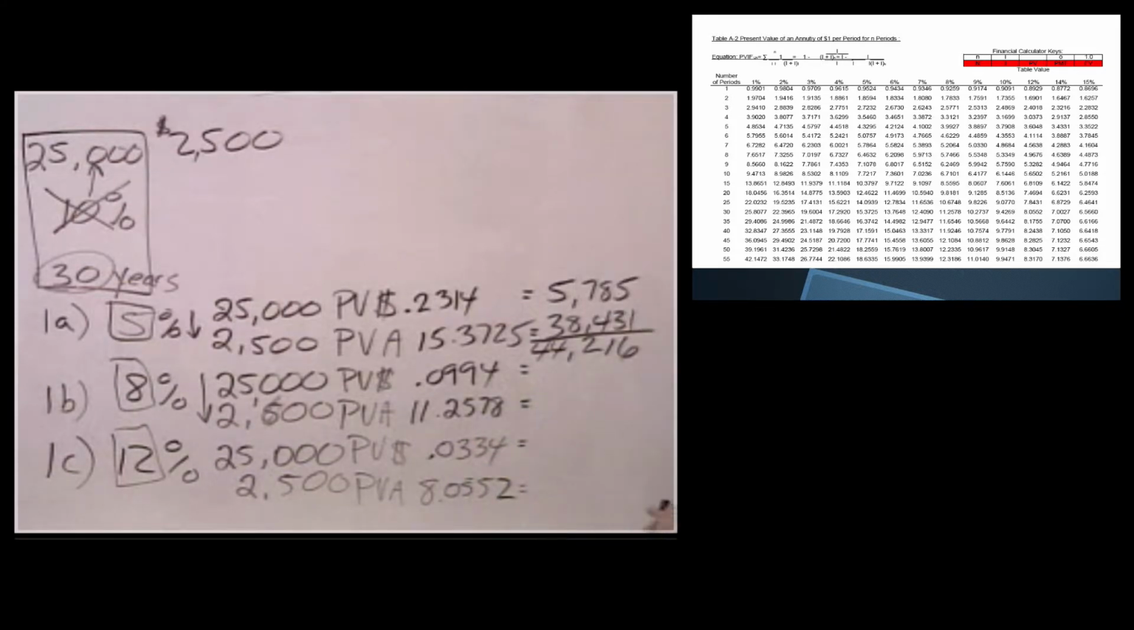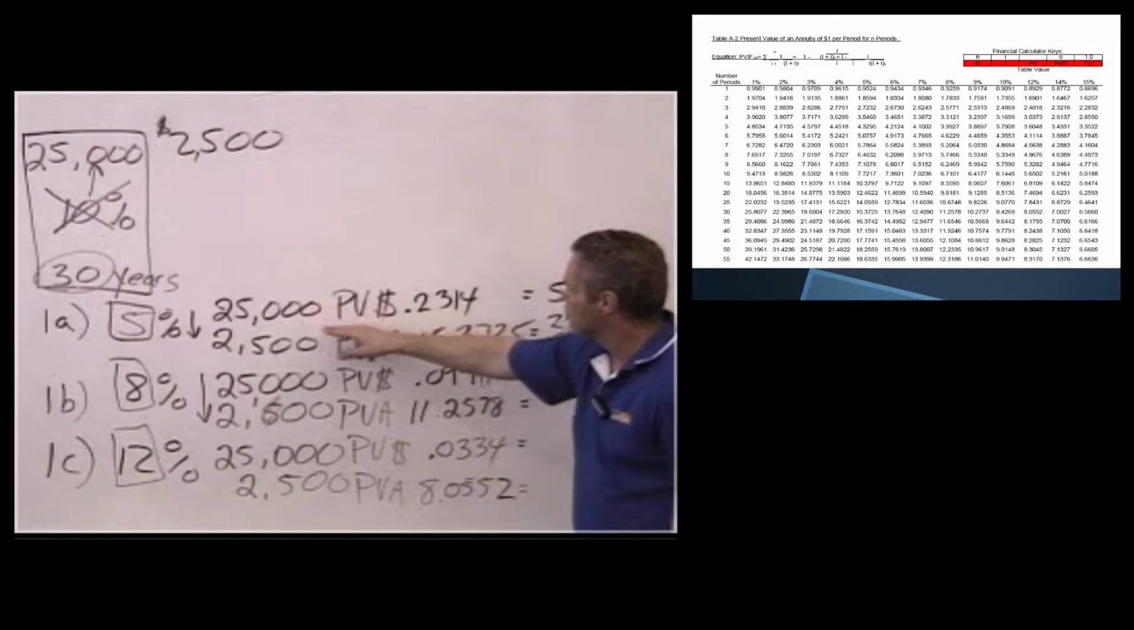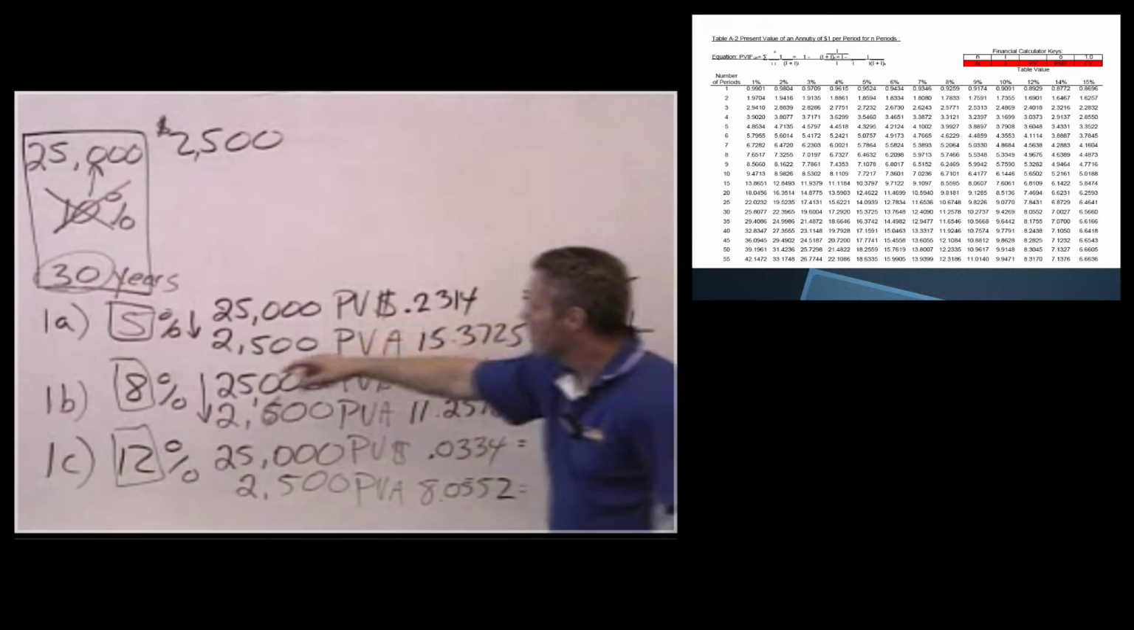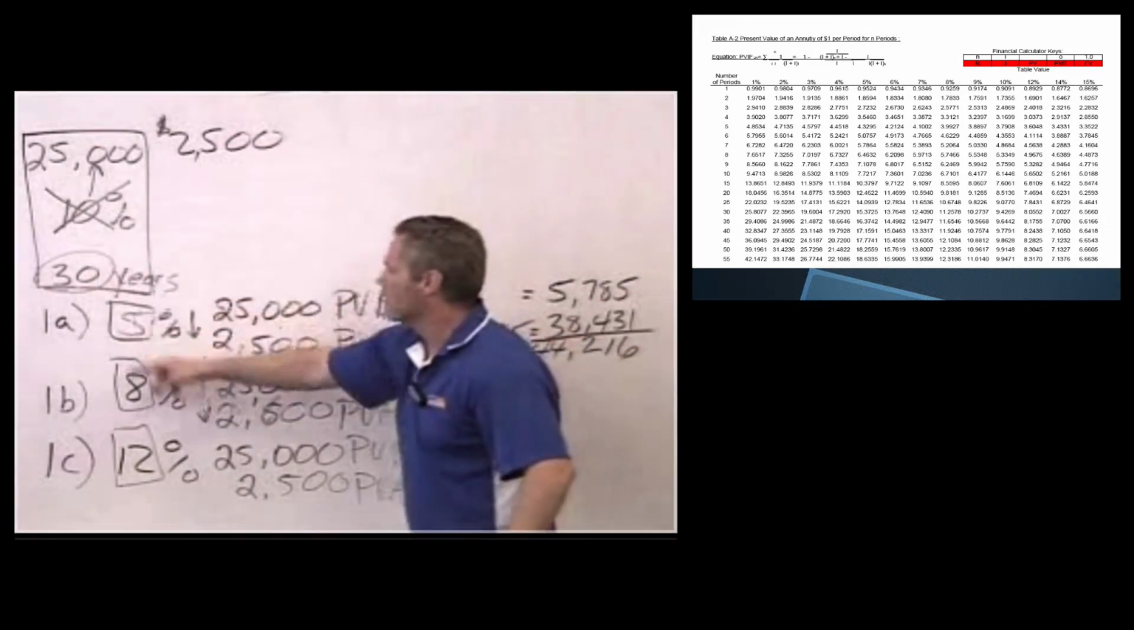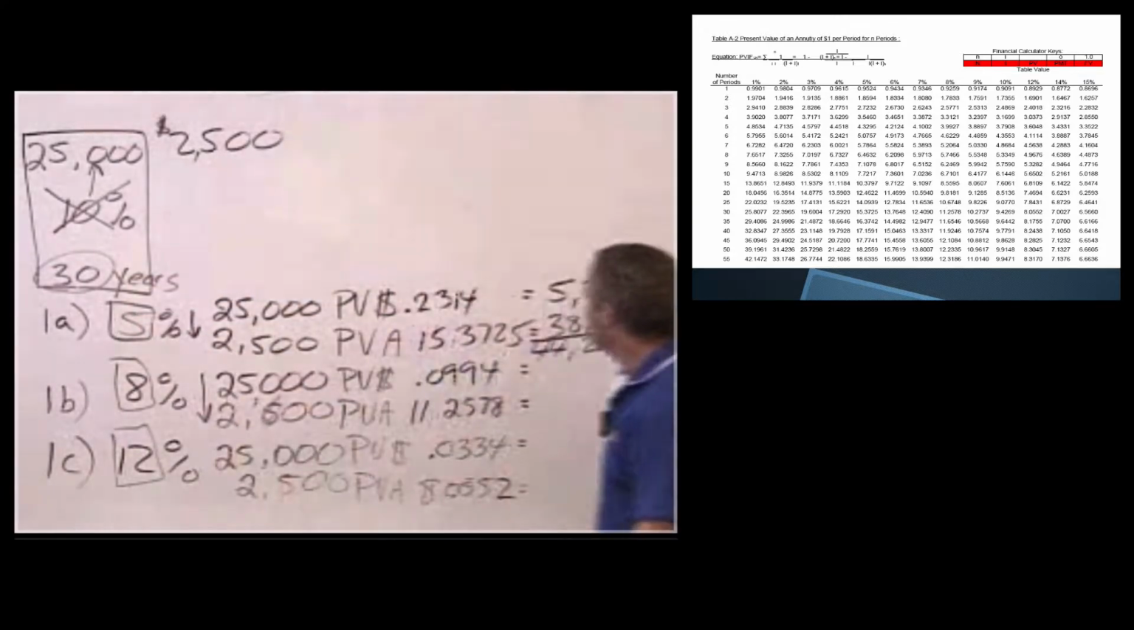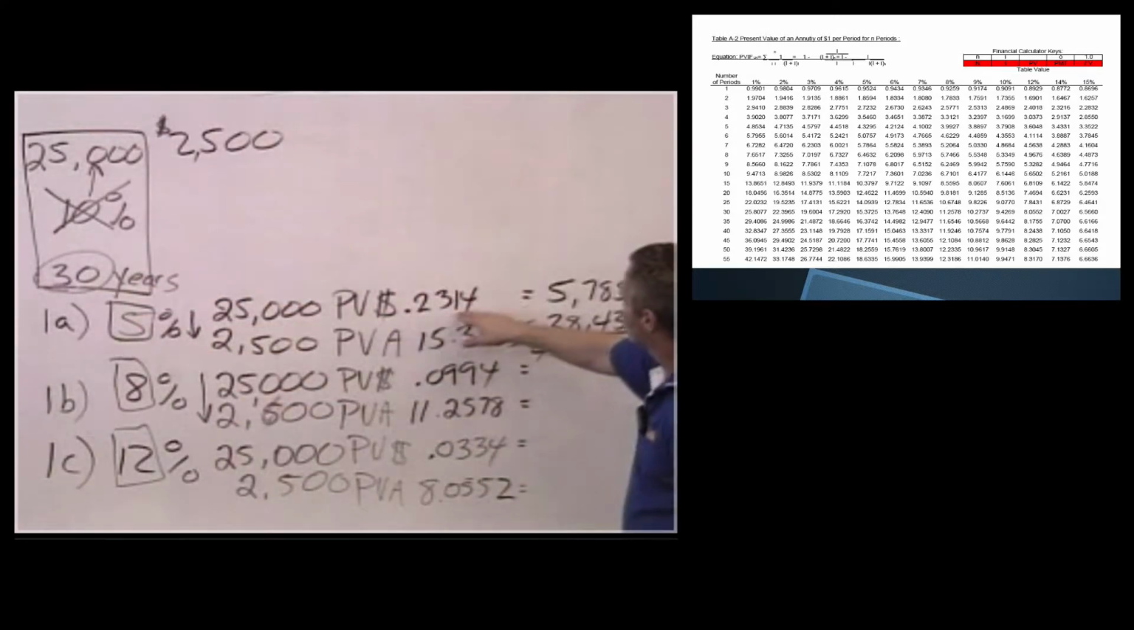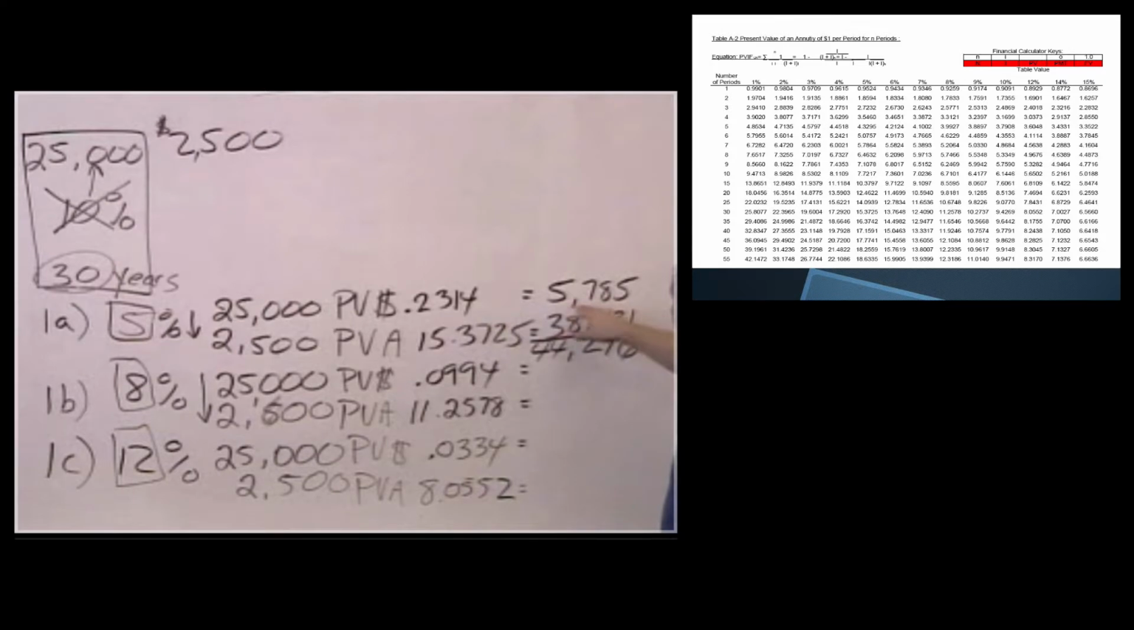44,216. All right. So we're going on here. $25,000 times present value of $1. K equals 5. Don't use K equals 10. K equals 5, N equals 30 is a factor of 0.2314. Total of $5,785.